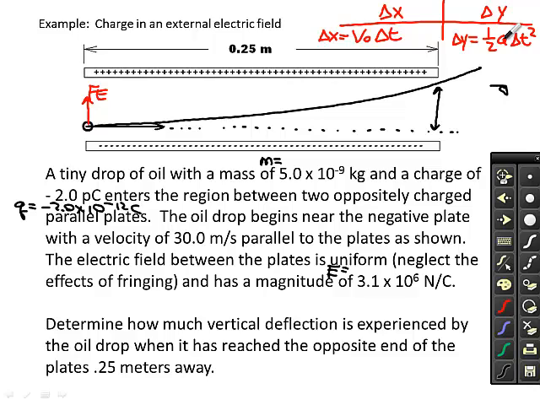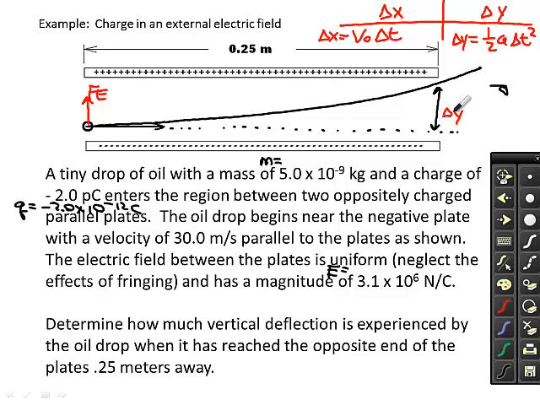In those two equations, what are we trying to find? Delta y. Exactly. So we're looking for delta y. When you look at the x equation, what do we know and what could we find? Do we know delta x? 1/4 of a meter. Do we know the initial velocity? 30 meters per second. So we can figure out exactly how long it spends in between the plates.